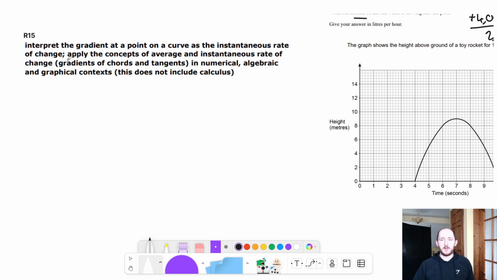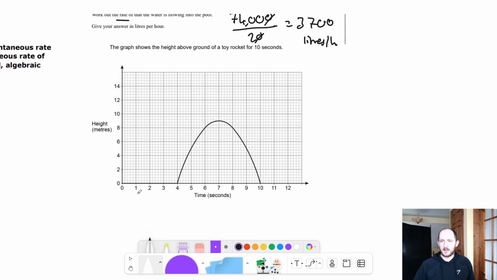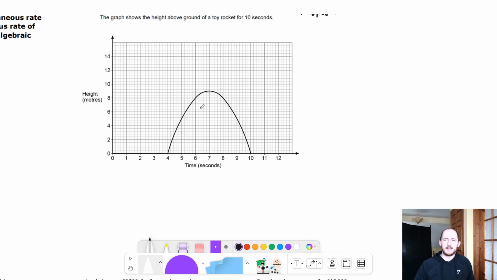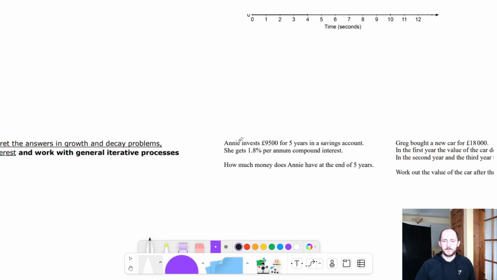If you're a higher tier, you have to interpret the gradient of a curve as an instantaneous rate of change. In this case, it's asking us to work out the gradient at 6 seconds. So what you'd have to do is draw a tangent and work out the gradient of the tangent itself. Keep in mind that I haven't done this using a ruler, so it's not going to be super accurate. But then you're just doing the gradient thing again.